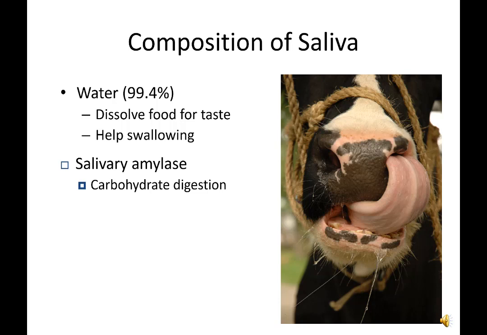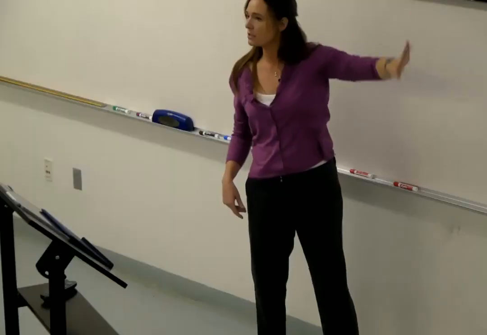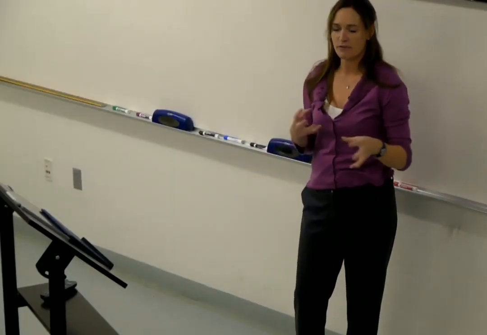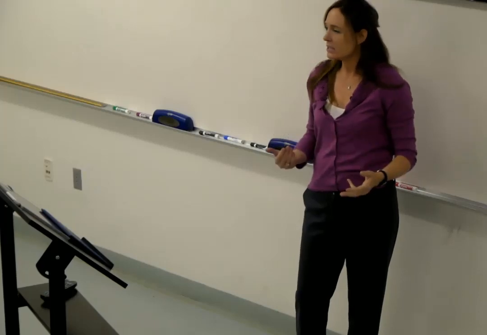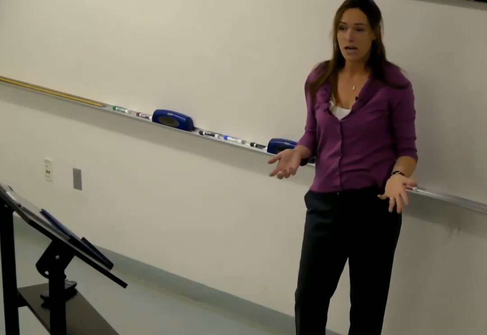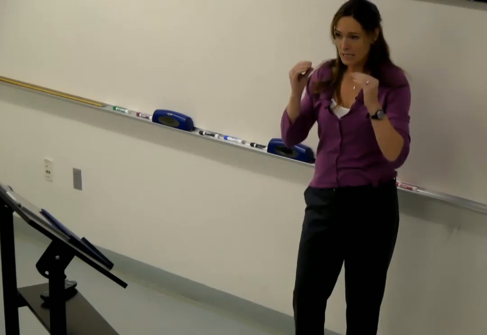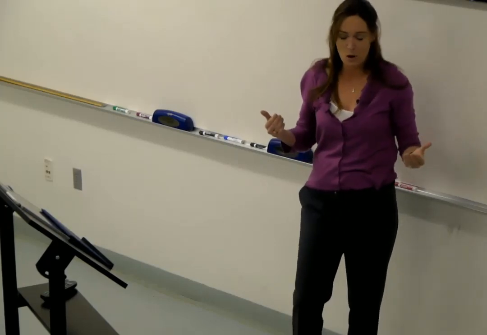Salivary amylase. The amylase is an enzyme. Salivary amylase is going to break down carbohydrates. So we're not doing anything for proteins outside of just breaking up the food into smaller pieces. At this point, we are also breaking up the carbohydrates into smaller pieces, like the Ritz cracker and the hammer, just sort of breaking it up into small pieces.